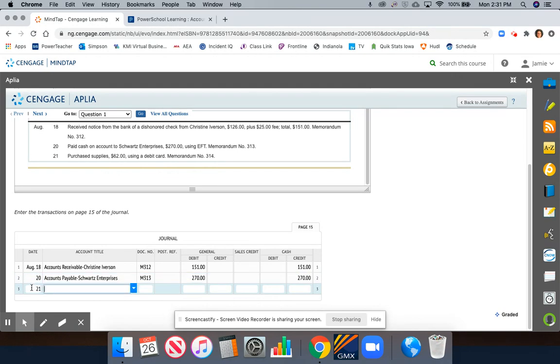Same transaction on the 21st. It's going to look just like when we bought supplies with cash, except we're using a debit card. So it's memo 314 instead of a check number. So we purchased supplies. We're going to debit supplies for $62 and credit cash, because it doesn't matter if we wrote a check, we did an EFT, electronic funds transfer, or if we used a debit card, we are still decreasing the value of cash in our bank account, so we need to credit.